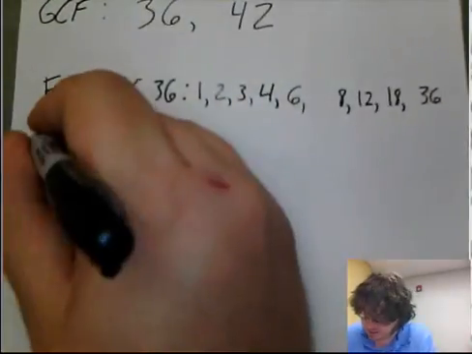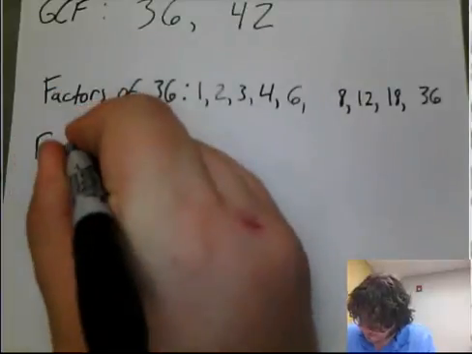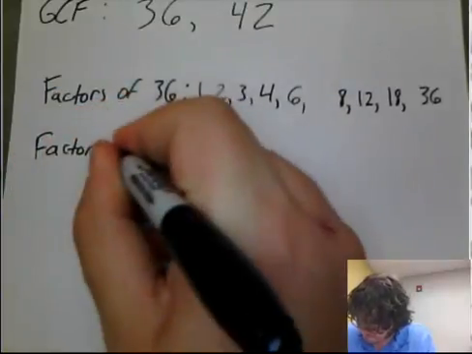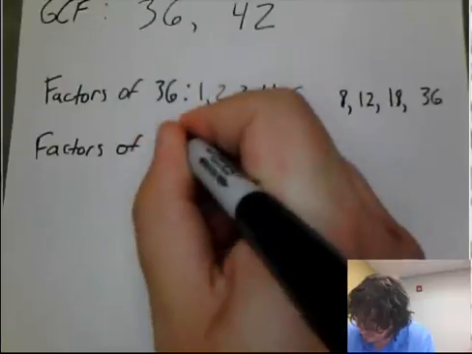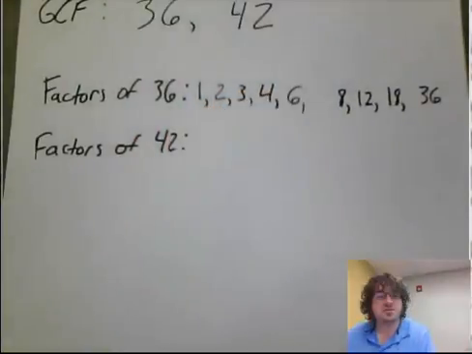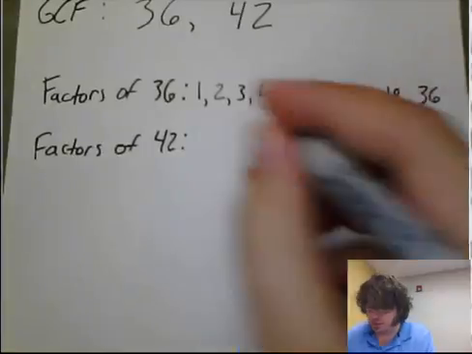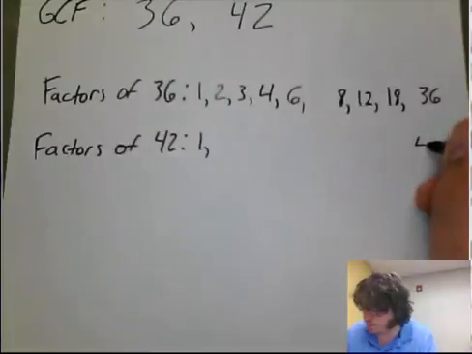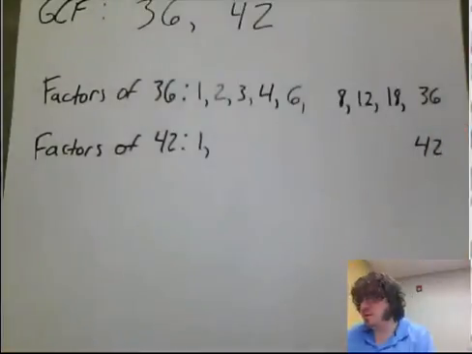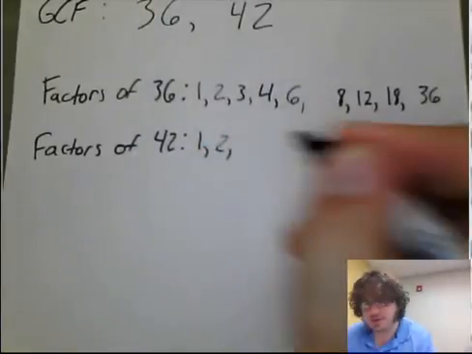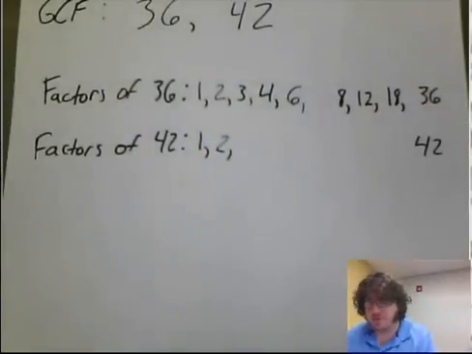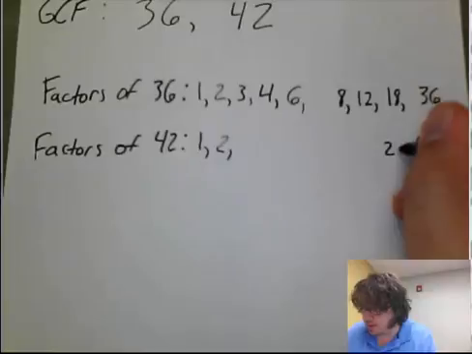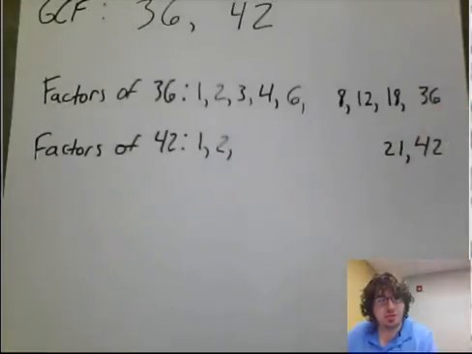Alright, so now factors of 42. Okay, first off, again, 1 and itself is always a factor of any number. So I'm going to start with 1 and, in this case, 42. Alright, 42 divided by 2, yeah, that works. So 2 is a factor. 2 times what gives us 42? Well, that would be 21. So 2 and 21 are both factors.